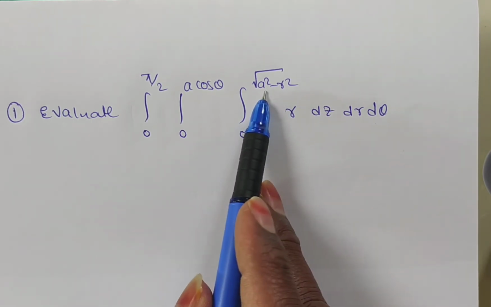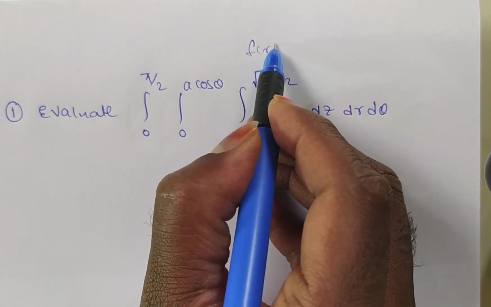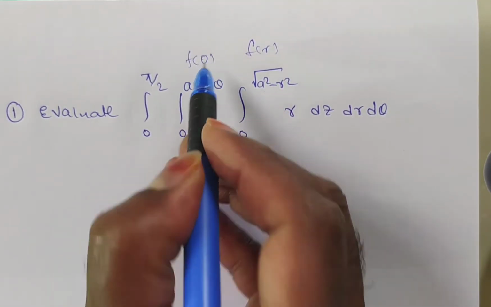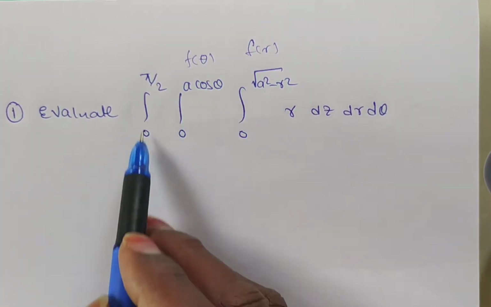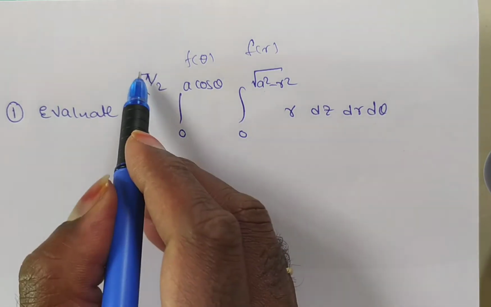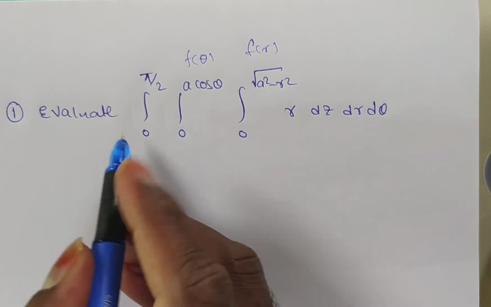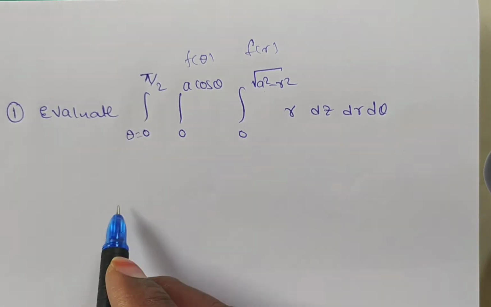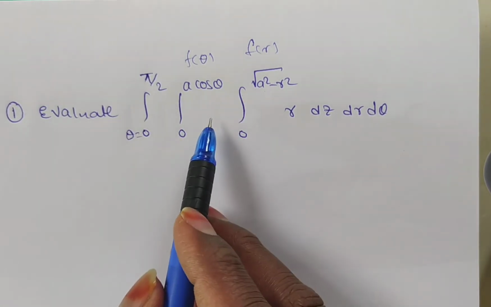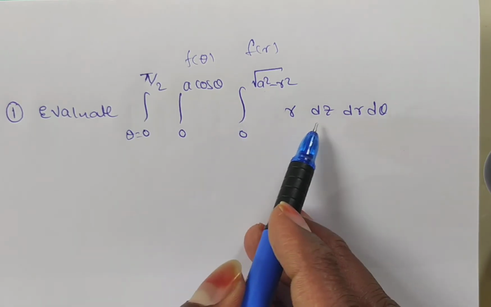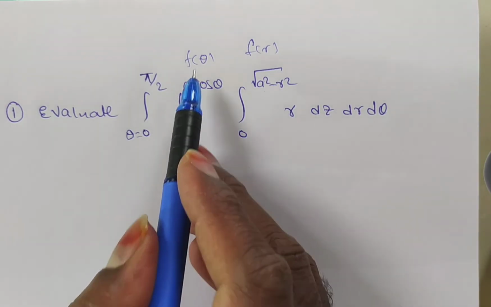Here you observe it is a function of r, so I am writing just simply f of r. It is a function of theta. Next, remaining, the last one is 0 to pi by 2. Friends, you know that 0 to pi by 2 is nothing but an angle only, right? So an angle is obviously the limit for what? Theta. So theta is over. Remaining are r and z.